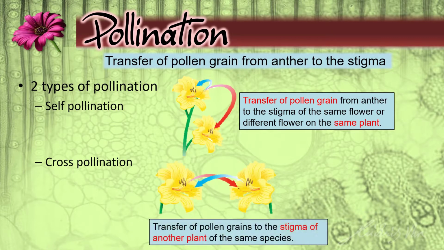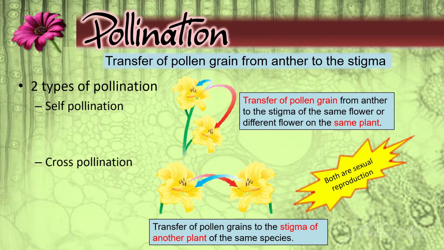For cross-pollination, it is the transfer of pollen grains to the stigma of another plant. Of course, it has to be the same species. If not, the pollen grain will not germinate. So the difference is that in cross-pollination the pollen grain is transferred to the stigma of another plant, while in self-pollination it is the same plant. That is the main difference. But both are considered sexual reproduction.